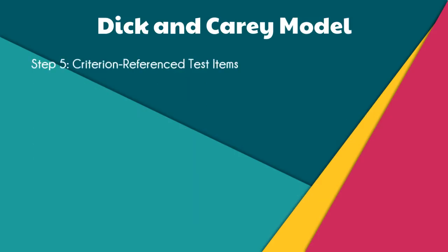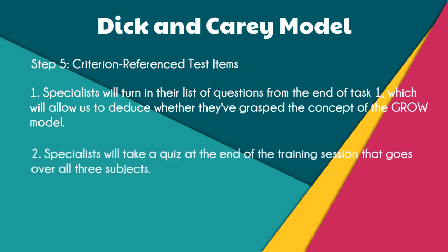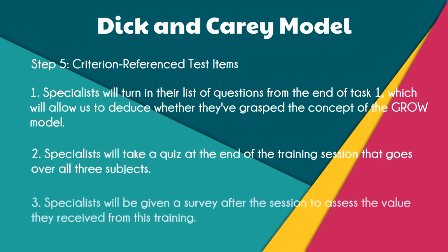Step 5. Criterion Reference Test Items. 1. Specialists will turn in their list of questions from the end of Task 1, which will allow us to deduce whether they've grasped the concept of the GROW model. 2. Specialists will take a quiz at the end of the training session that goes over all 3 subjects. And 3. They will be given a survey after the session to assess the value they received from this training.